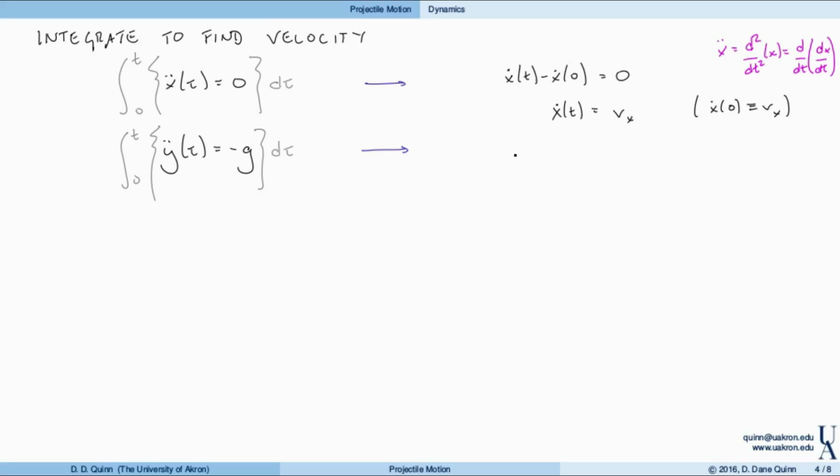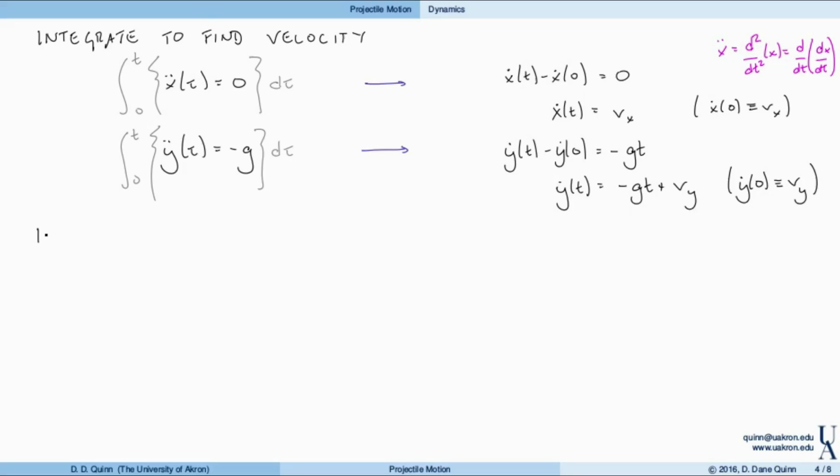Doing the same thing for y, we find that y dot at time t minus y dot at time 0 is equal to minus g times t. We integrate minus g from 0 to t, and we get this. Or solving for y dot, minus g times t plus vy, where, as before, y dot initially is defined as vy. So by taking the acceleration and integrating, we can find velocity.